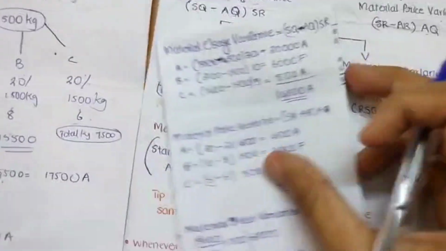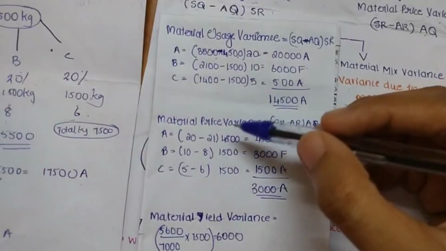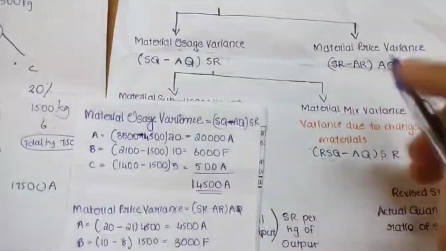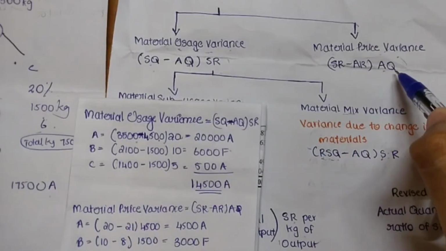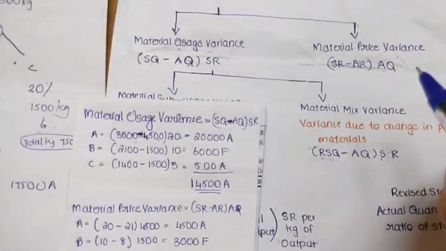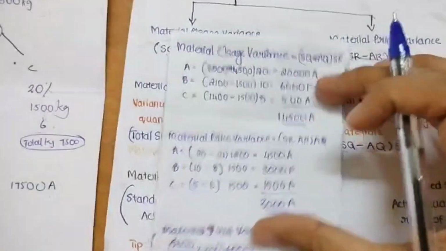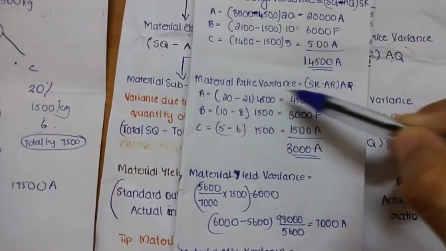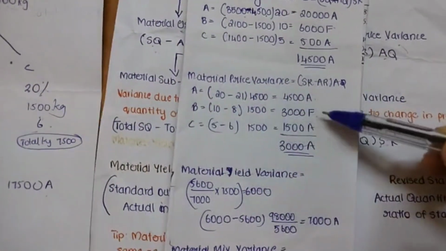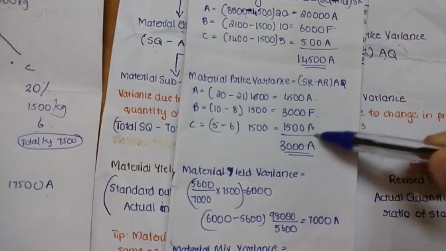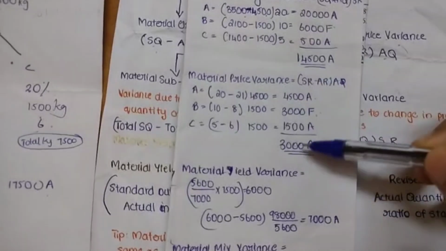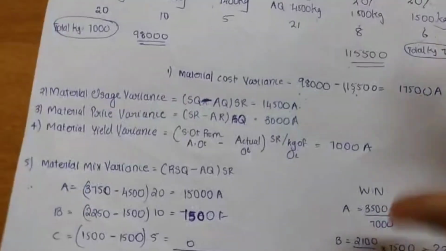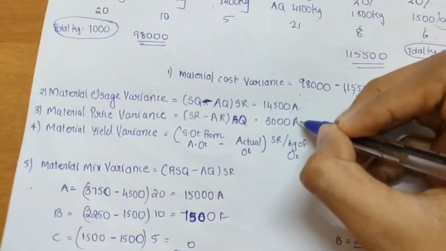Okay, the next thing that comes is material price variance. For material price variance, they have told us standard rate minus actual rate into actual quantity, as we have to find the responsibility of the purchase manager. When I substituted the values into this formula, in A's case I got an adverse case again, in B's case it is favorable, and in C's case it was again adverse. When I took the net effect, I got 3,000 adverse, and that is the answer of material price variance. I just substituted the values into this formula.